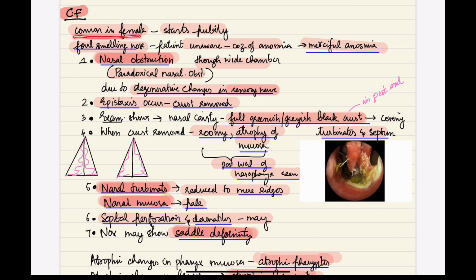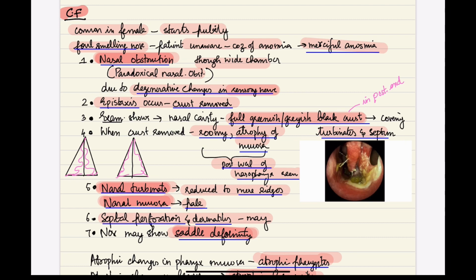Clinical features. It is more common in females and starts with the puberty. The patient will be having a foul-smelling nose and the patient will not be aware of it because of the anosmia. This is called merciful anosmia and it is a peculiar feature of atrophic rhinitis. Here the attenders will complain of a foul-smelling nose while the patient won't be aware of it.